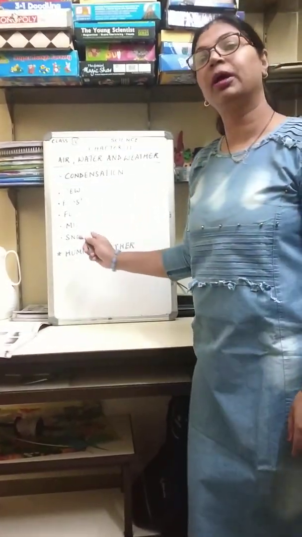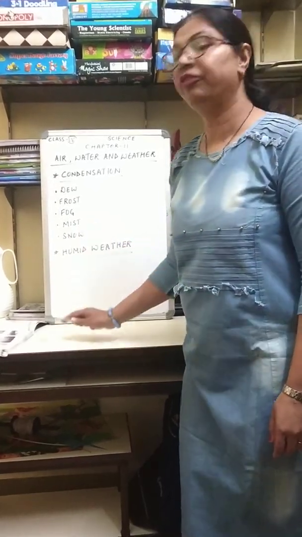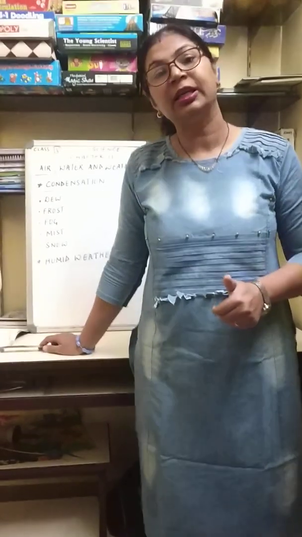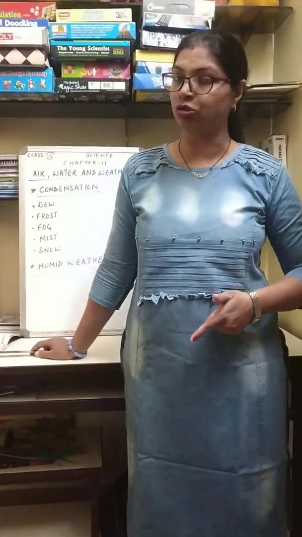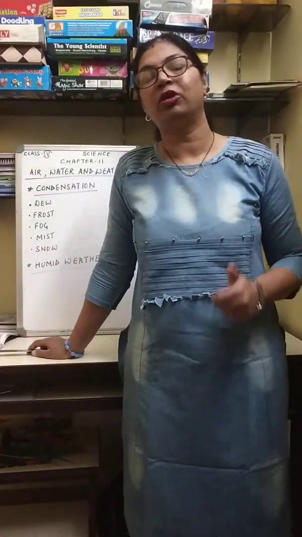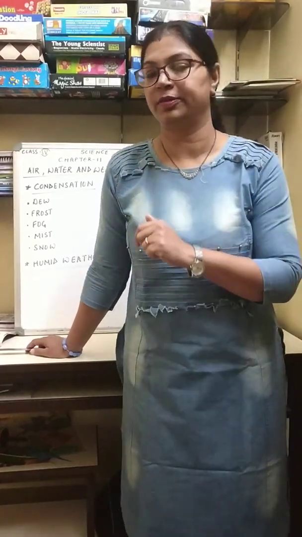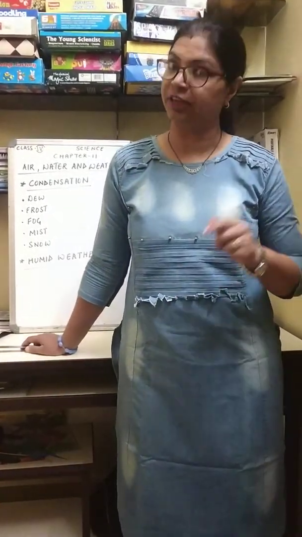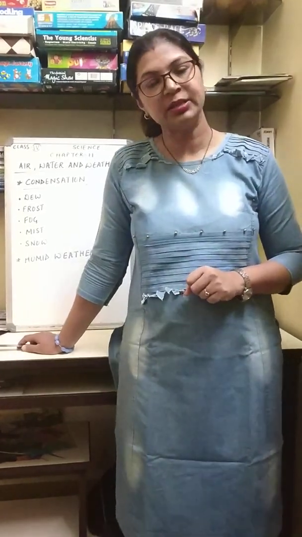We have learned about air. We have learned that the sun is the factor that causes wind and rain, and also the sun is responsible for land breeze and sea breeze. We have also learned about evaporation and factors affecting evaporation. Today we will learn a new topic.